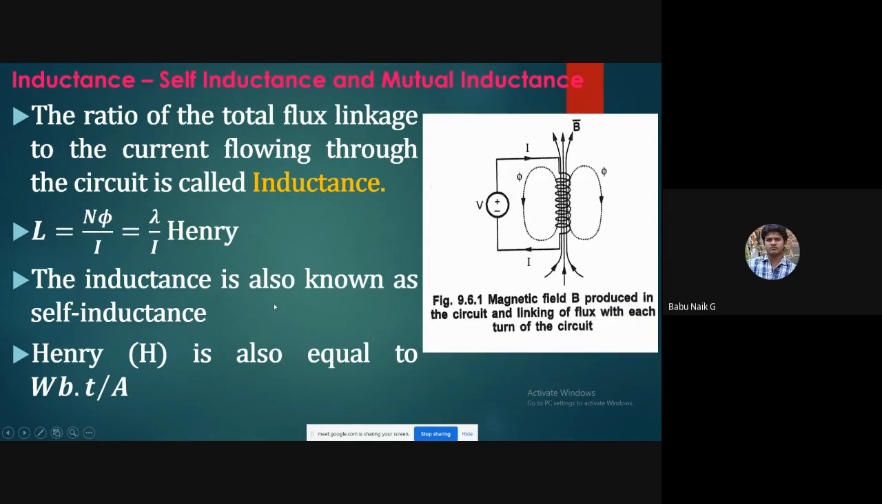This inductance is also called self-inductance, since the coil by itself produces it. The unit of inductance is Henry, which equals the unit of N phi by I. N phi has the unit Weber-turns, divided by ampere, which equals Henry. So depending on how many Webers and how many turns you consider, and what current flows through it, the result is in Henry. This is the main concept of inductance.